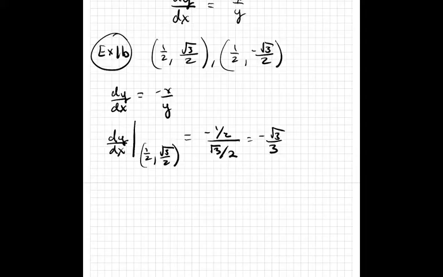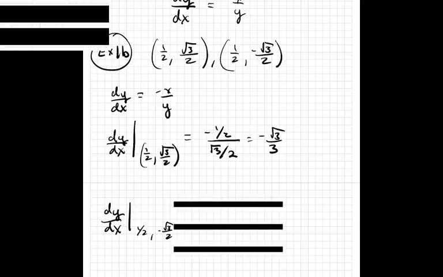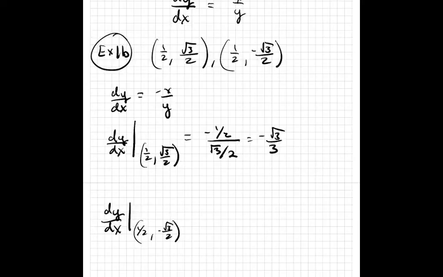Okay. And then dy by dx at the point 1/2 comma negative root 3 by 2 is going to be negative 1/2 divided by negative root 3 by 2. So it's going to be positive root 3 by 3. So we got these two results.